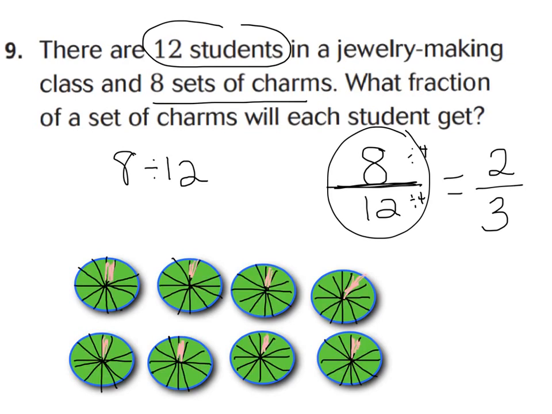Okay, so here's my picture. I just went ahead and divided each one of these into 12ths, and I shaded in 1/12 for each one because one student would get 1/12 of each set. So you do 1/12, 2/12, 3/12, 4/12, 5/12, 6/12, 7/12, 8/12, which is why 8/12 is the answer.